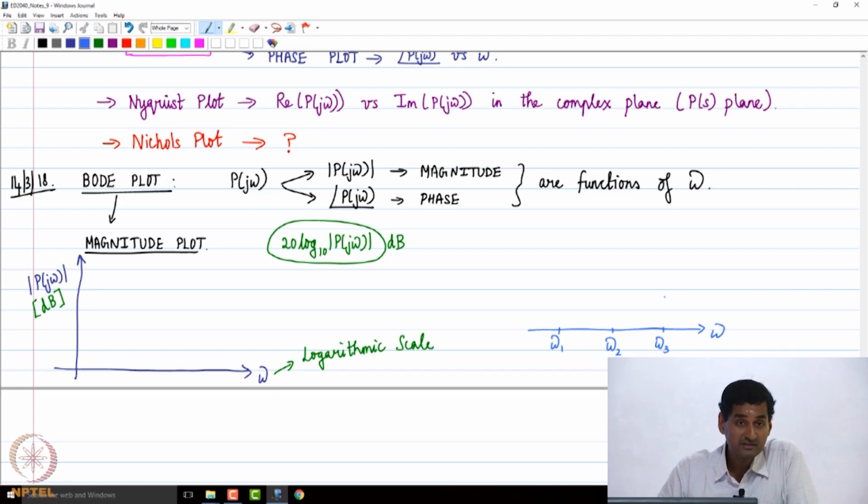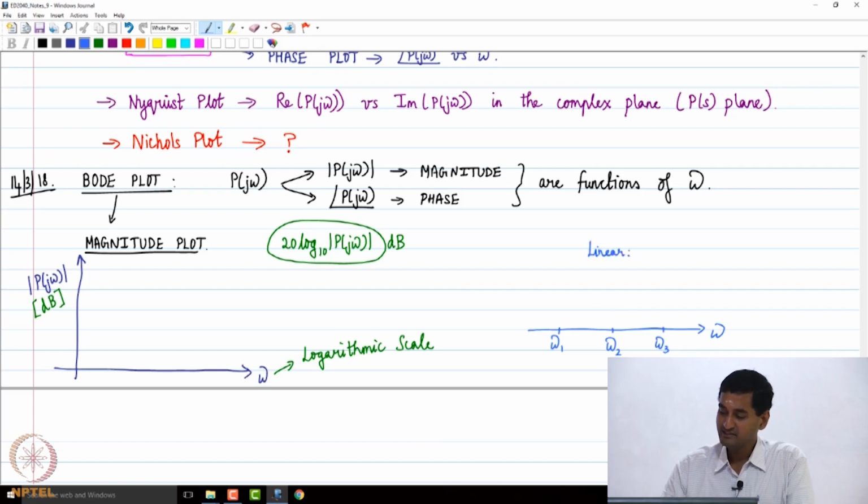One of them is 10 times the other. No, if I use a linear scale, if these 3 points are equidistant from one another, that is omega 1, the distance between omega 1 and omega 2 is equal to the distance between omega 2 and omega 3. What does it mean? So if I use a linear scale, right?